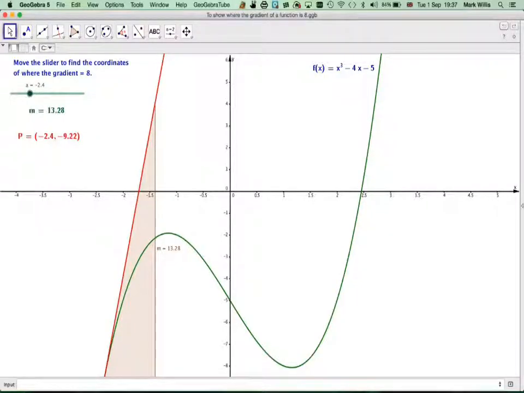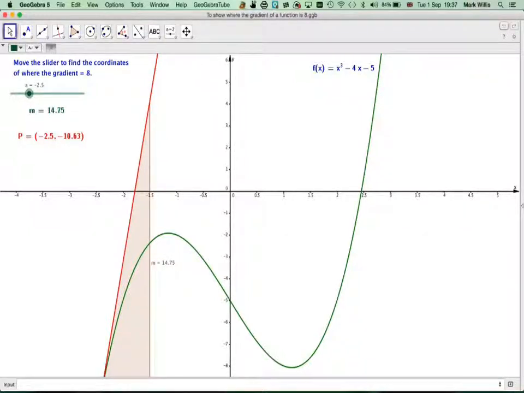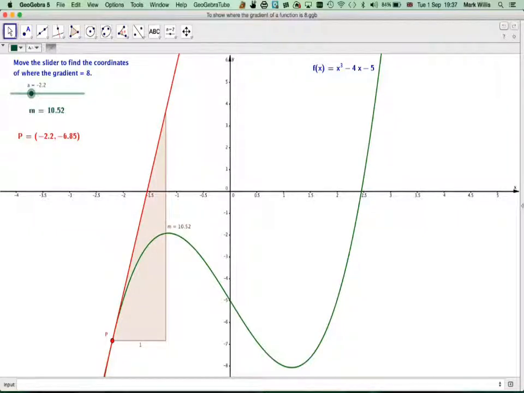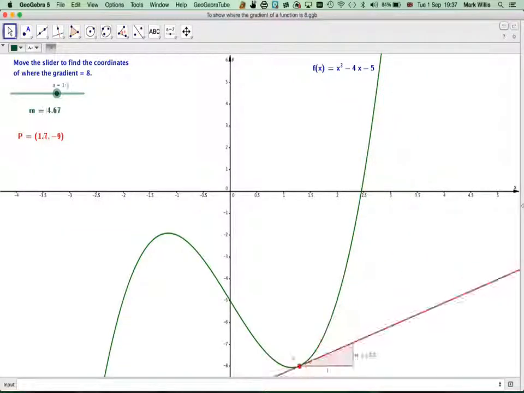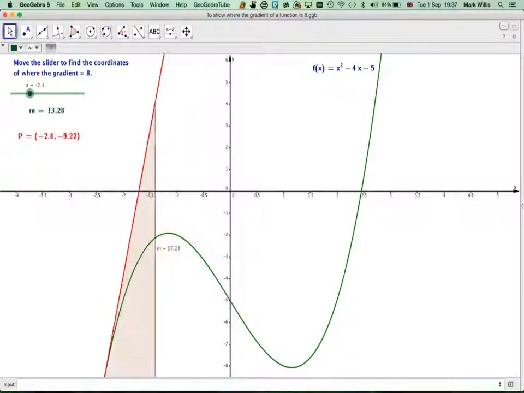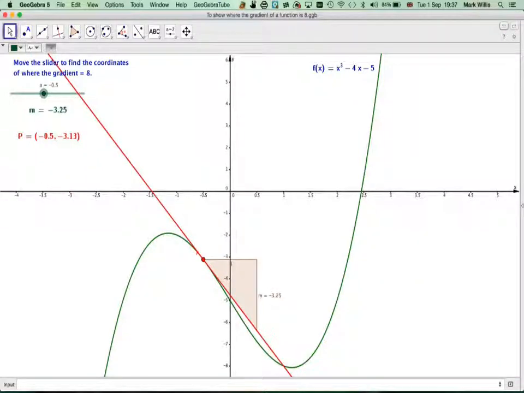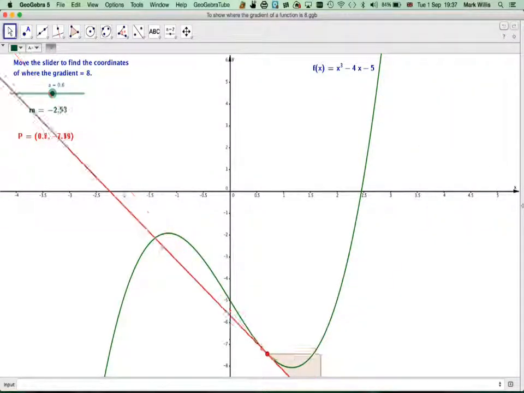So, here I have the curve, x cubed minus 4x minus 5, and if I move the slider slightly, I have a point P here where I've drawn the tangent, and GeoGebra is working out the gradient. Okay, if you can't quite see it, the gradient's up here at 10.52, and we know as we move across the curve, the gradient changes. You know, here it is positive, here it's 0, and then it's negative, 0 again, and then positive.